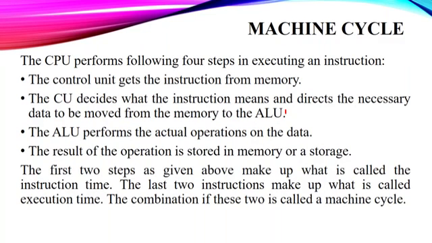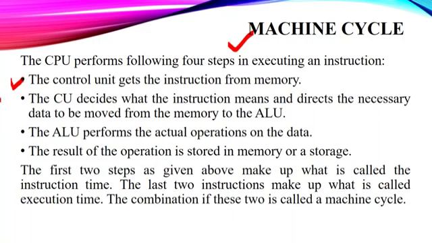Now next we have to discuss the term machine cycle. Well, generally our computer performs everything in 4 steps. These 4 steps are given below. We have to discuss these 4 steps and then we have to discuss this term machine cycle. The first step is that the control unit gets the instructions from the memory. It means whenever you do something, some instructions will be given to your control unit by the computer's memory.